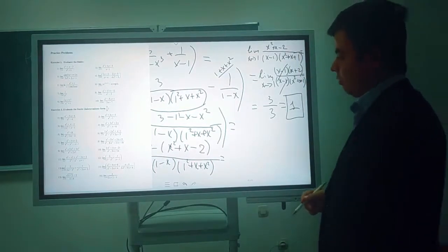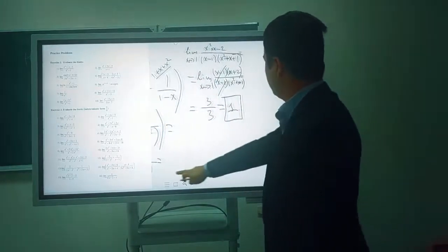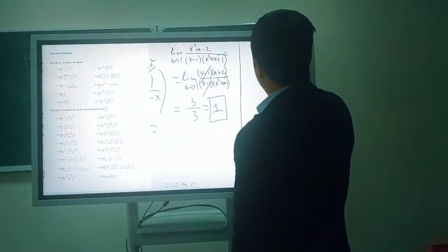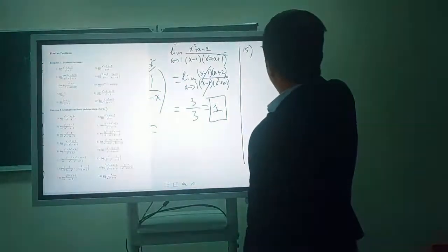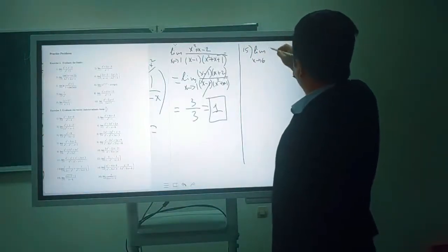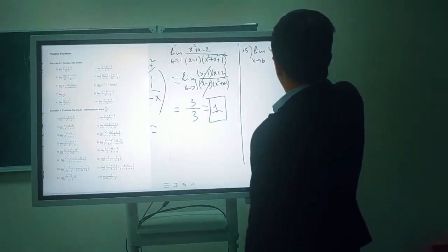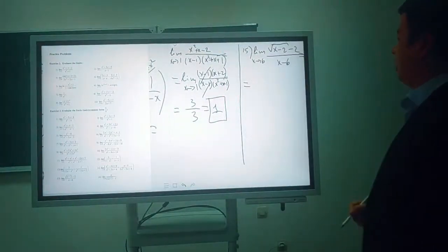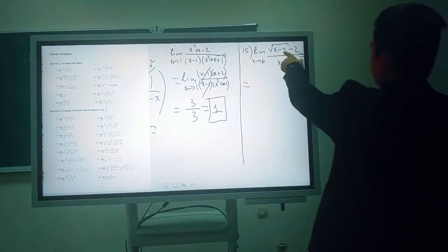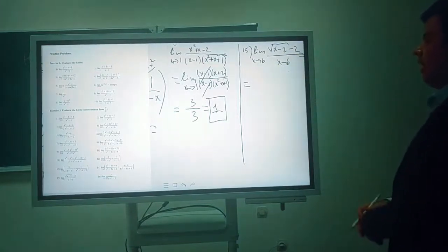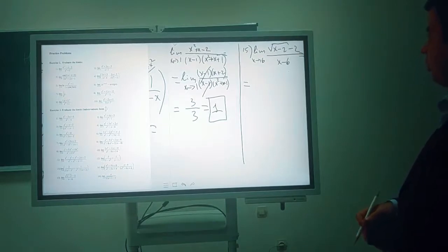Okay, now let's consider the next ones. So number 15, let's do. Here we have the limit as x tends to 6 of (square root of (x minus 2) minus 2) over (x minus 6). If we put 6, it is the square root of 4 minus 2, it is 2. 2 minus 2 is 0. And 6 minus 6 is also 0. So we have the indeterminate form 0 over 0.